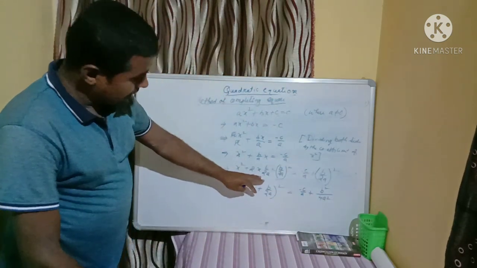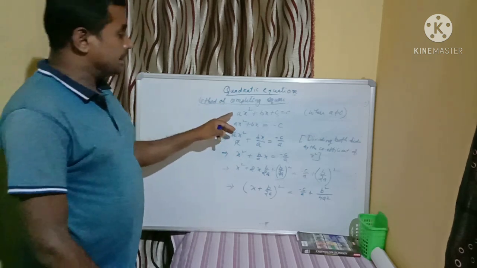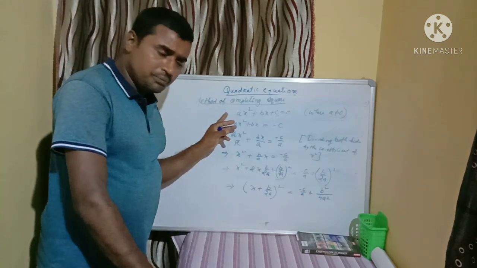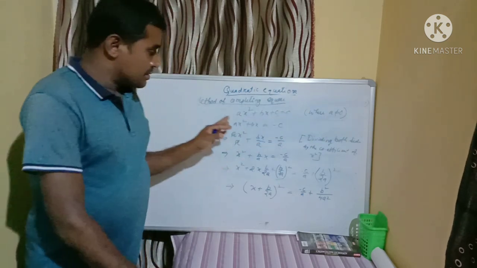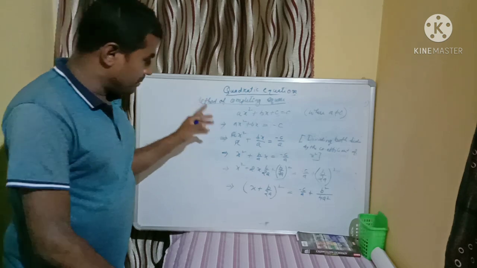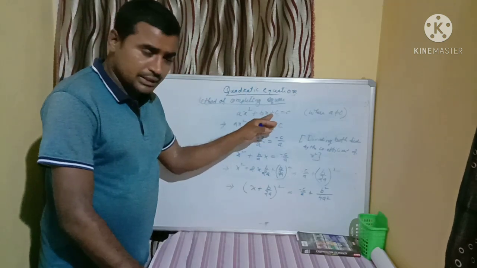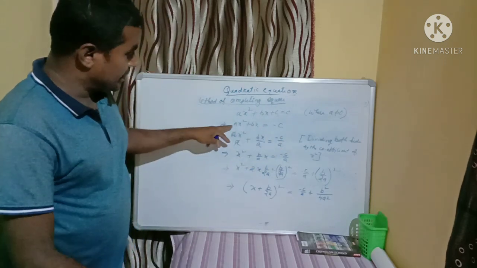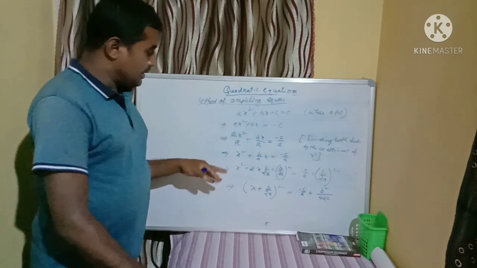Okay, got it? Again you see our different steps. This is our standard form, ax square plus bx plus c equal to 0. Next step, first, we take the constant term to the right side, and then we get ax square plus bx equal to minus c.